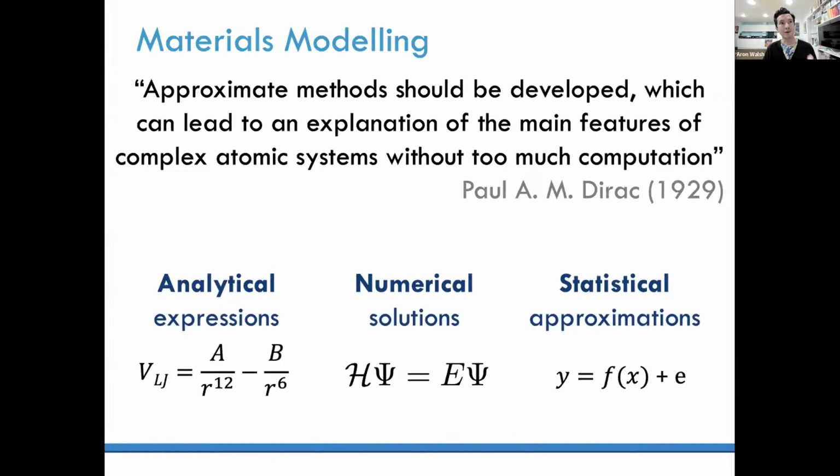So if we don't know the exact function that relates the input structure to the output property, perhaps we can train a machine learning model that will describe it. Okay, so that was Paul Dirac in the late 1920s.